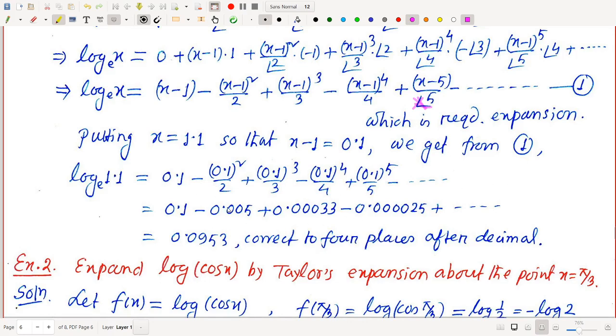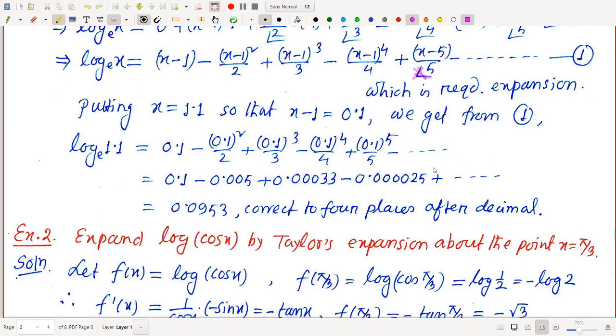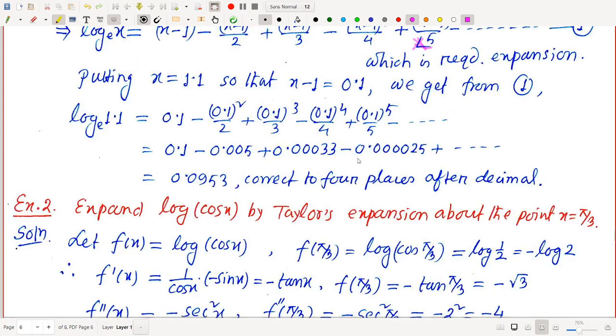Okay, so 0.1 square divided by 2 is 0.005, 0.1 cube divided by 3 is a recurring decimal, and we have taken it up to the 5th place. 0.1 to the power 4 by 4 is taken up to the 6th place. Next there will be 5 zeros, so we are not writing them, because the question is correct to 4 places of decimal. So you see that there are 4 zeros, and next there will be 5 zeros. So the answer is 0.0953, correct to 4 places after decimal.